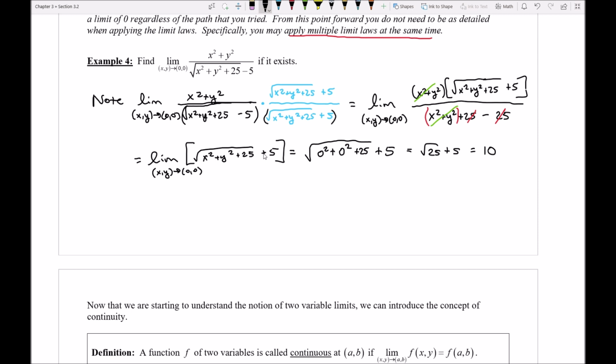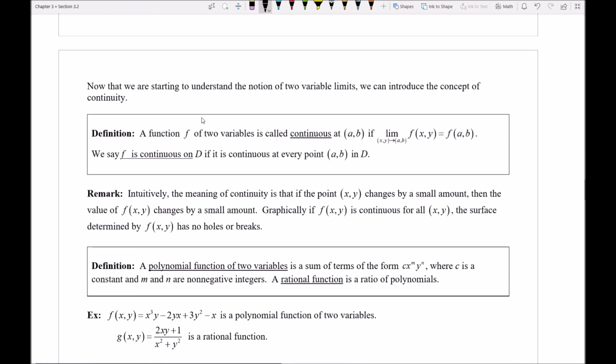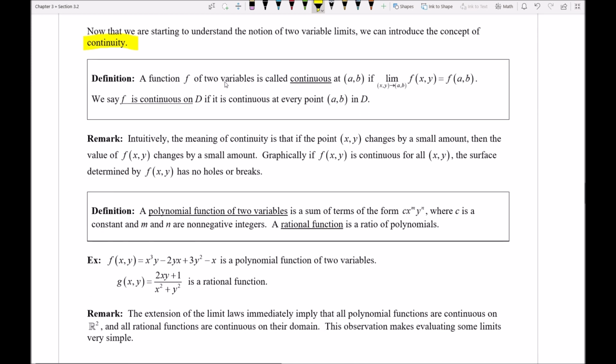So let's take a look, though, at when exactly you are allowed to simply plug in your values of x and y. This is going to bring up a concept that we talked about previously in a Calc 1 class as well. So we need to introduce the concept of continuity. This concept of continuity is massive. We're going to be talking about continuous functions all the time, just like you did back in a Calc 1 class. So when we're dealing with a two-variable function, what does it mean to say that that function is continuous?